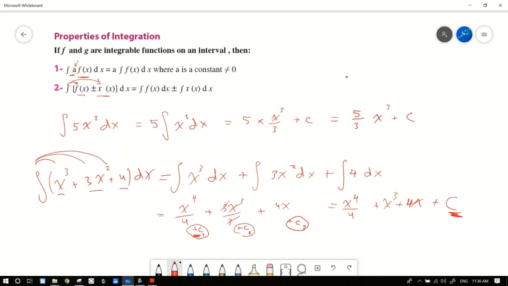So how can I use these properties to solve more or harder questions? Let's see another question.